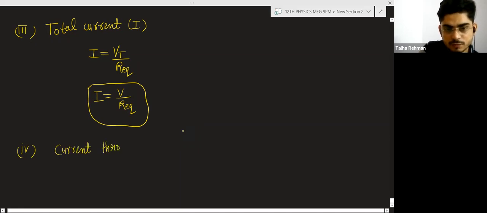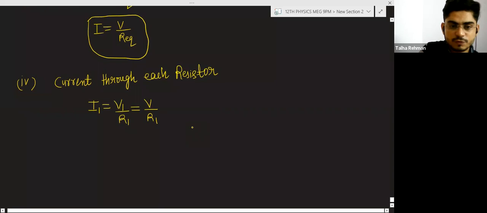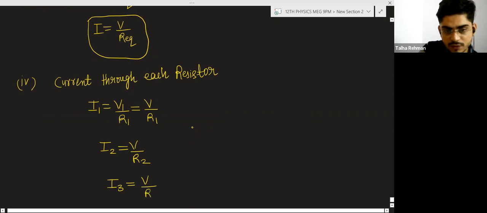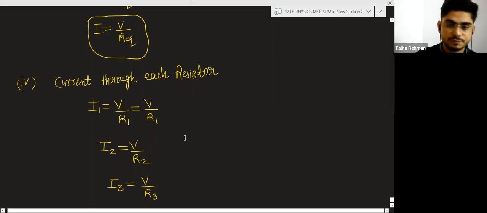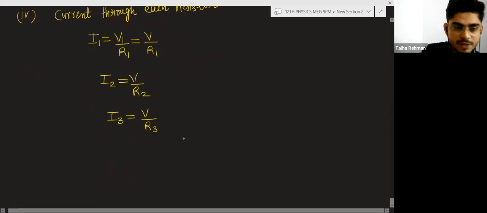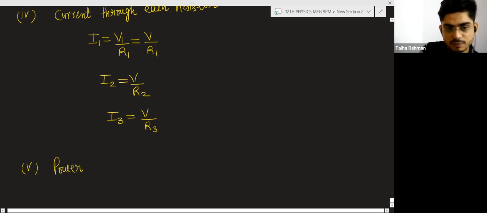Fourth part, current through each resistor. Current through resistor 1, I1, is equal to V1 by R1, but V1 we know is equal to V, so I1 is V by R1. If you want to calculate I2, then you will write V divided by R2. If you want to calculate I3, then you will write V divided by R3. Fifth part, power dissipated across each resistor.